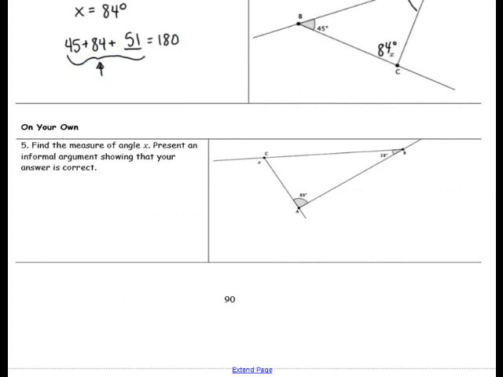On your own for number 5, find the measure of angle x and present an informal argument showing that your answer is correct. Pause the video, solve the problem, and resume it to check your work. Angle x is an exterior angle, and the two related remote interior angles are given. So the measure of angle x is equal to the sum of 89 plus 28. So the measure of angle x is equal to 117 degrees.